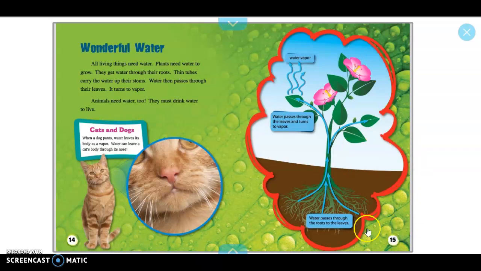And then here we have a picture of a flower plant, and it shows you how the water passes through its roots and goes through the stem and then branches off through the leaves and turns into vapor.